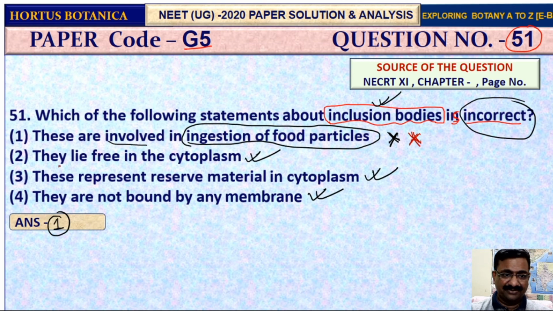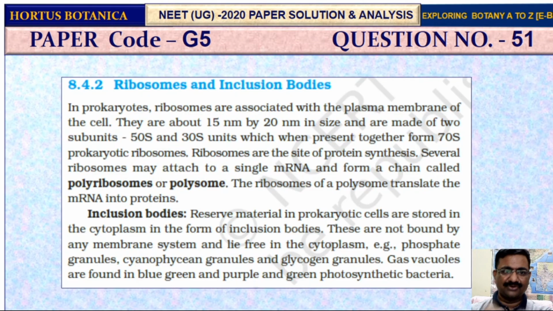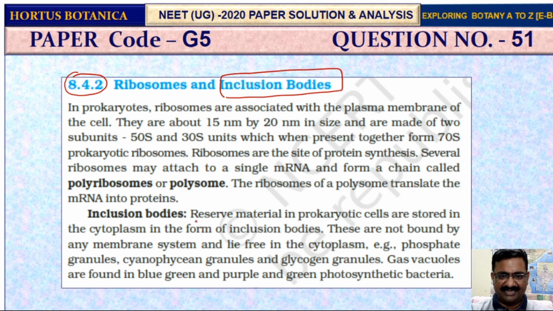So I explained these three options, how they are correct, and I also explained how this one is not correct, isn't it? But again, I would like to show you the source of this question. Yes, this is directly from your NCERT, and see the question source. Topic 8.4.2 is the inclusion body. This is the direct question. What was the statement? See, this is the reserve material in the prokaryotic cell, stored in cytoplasm in the form of inclusion body.